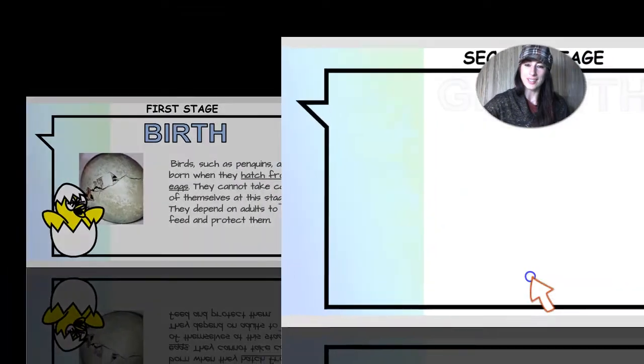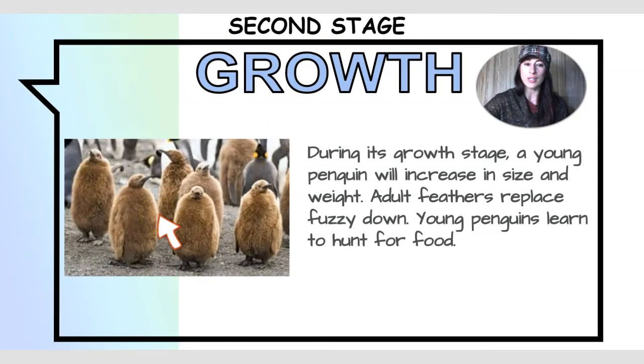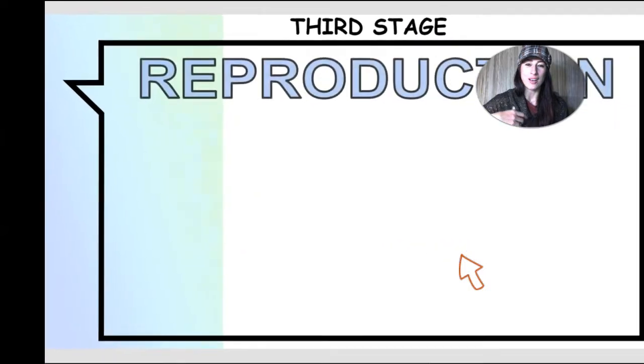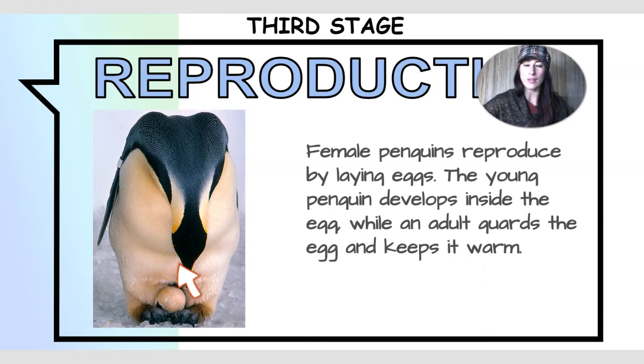The second stage, again, is the stage of growth. And here's where the young penguin will increase in size and weight. Adult feathers replace fuzzy down, and young penguins learn to hunt for food. Now, in the third stage of a penguin, we have, again, reproduction, just like in the dog's life stages. Here's where the female penguin will reproduce by laying eggs. They lay eggs, they don't have live young. The young penguin will develop inside the egg, while an adult guards the egg and keeps it warm.